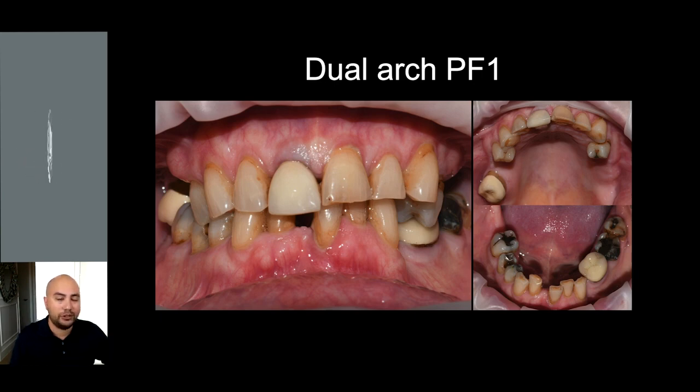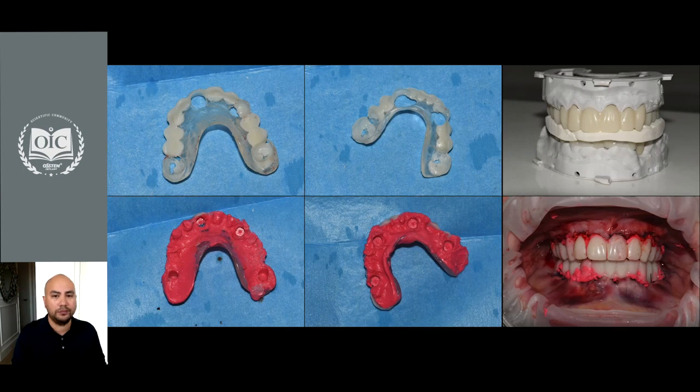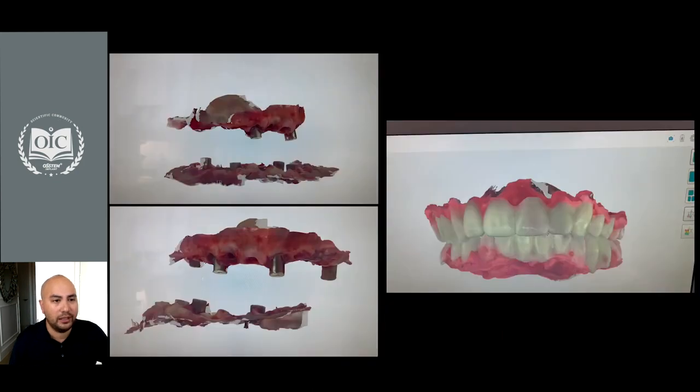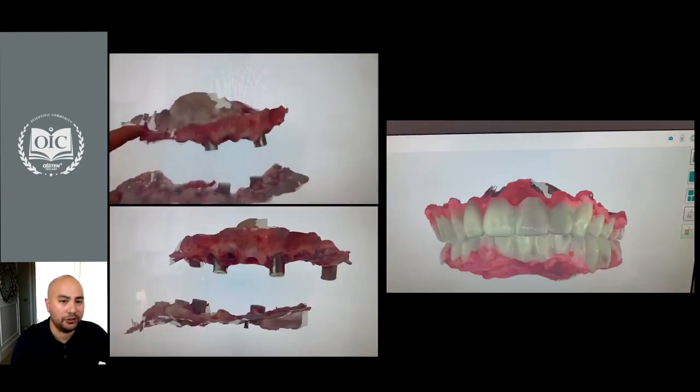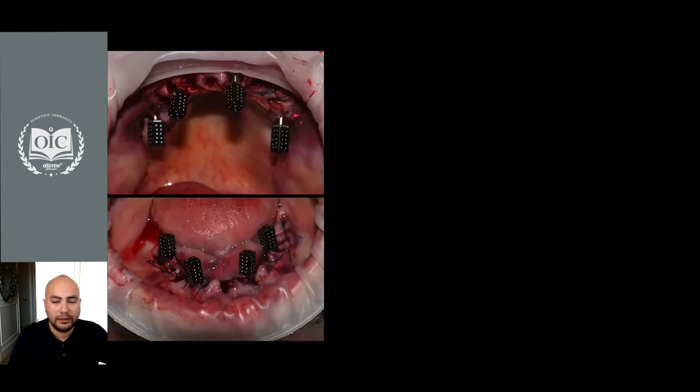Now another case, which is a dual arch FP1, following the extractions and the bone grafting of sockets and the placement of 4 implants per arch. Then these are the steps for the pickup denture, which is then scanned, and with this the soft tissue as well.